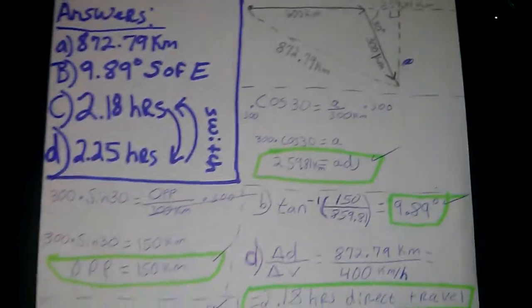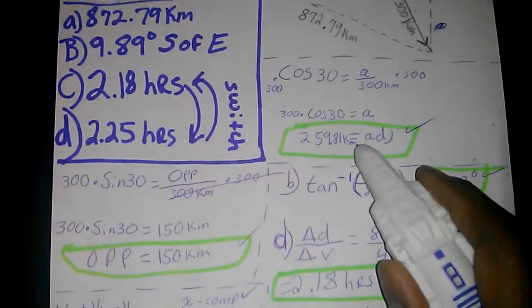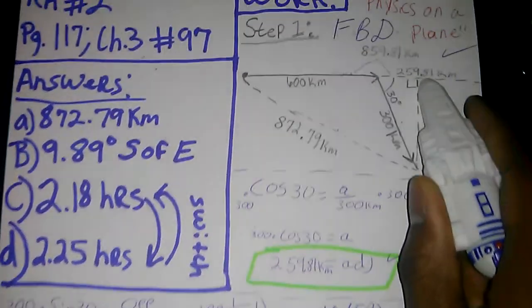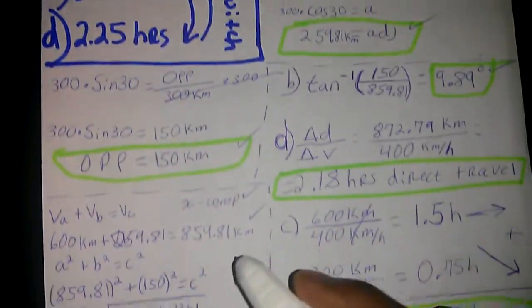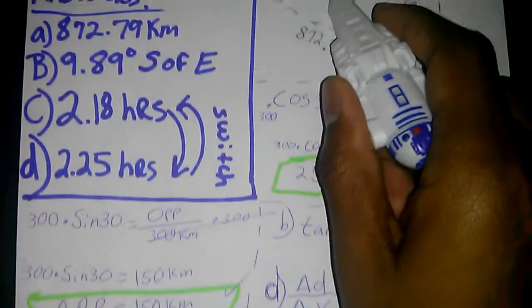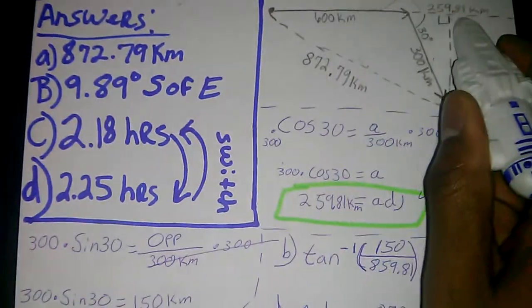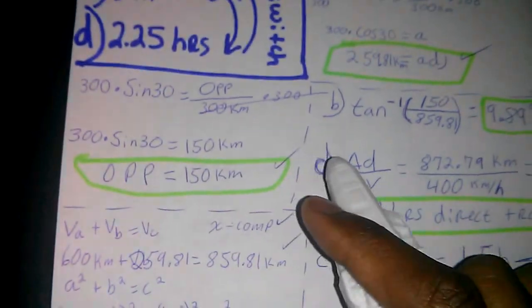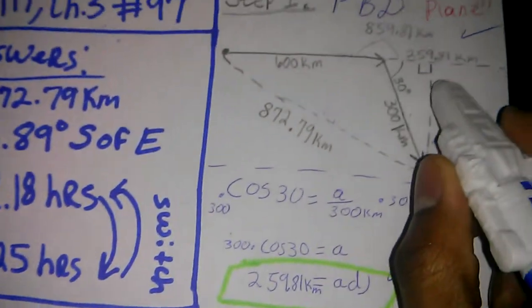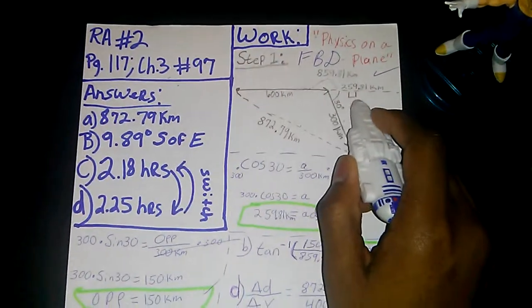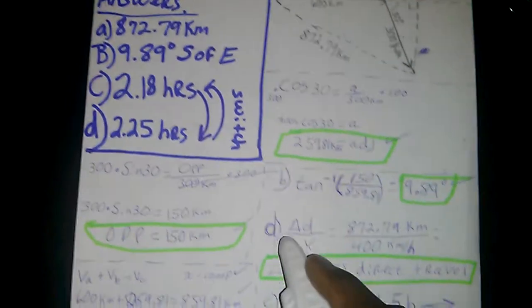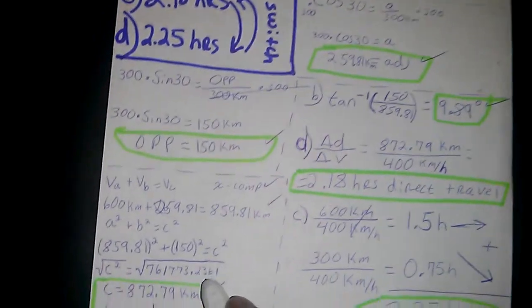Now, went ahead and drew my free body diagram. And I figured out the adjacent side of this triangle, which is 259.81 kilometers. And now I have that also with 600 kilometers. Now I got my total distance this way, which is 859.81. And let's see. I got 150 kilometers is the Y coordinate this way. That's where I got this from, the opposite of that angle.